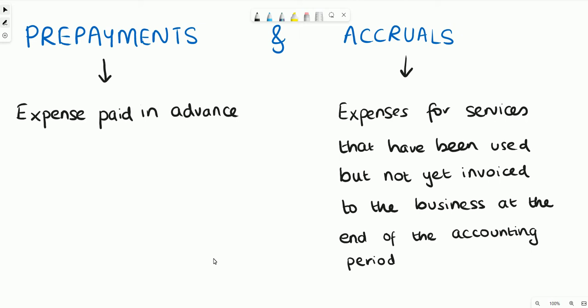So today we're going to look at this concept that we call prepayments and accruals in accounting. This is something that a lot of students do struggle with, so we're going to break this down and look at an example, how we work it out.